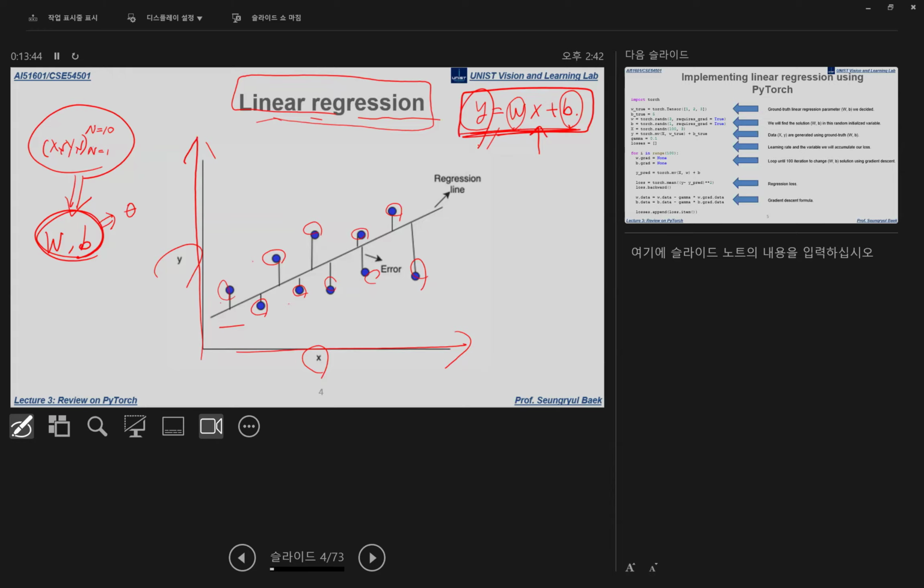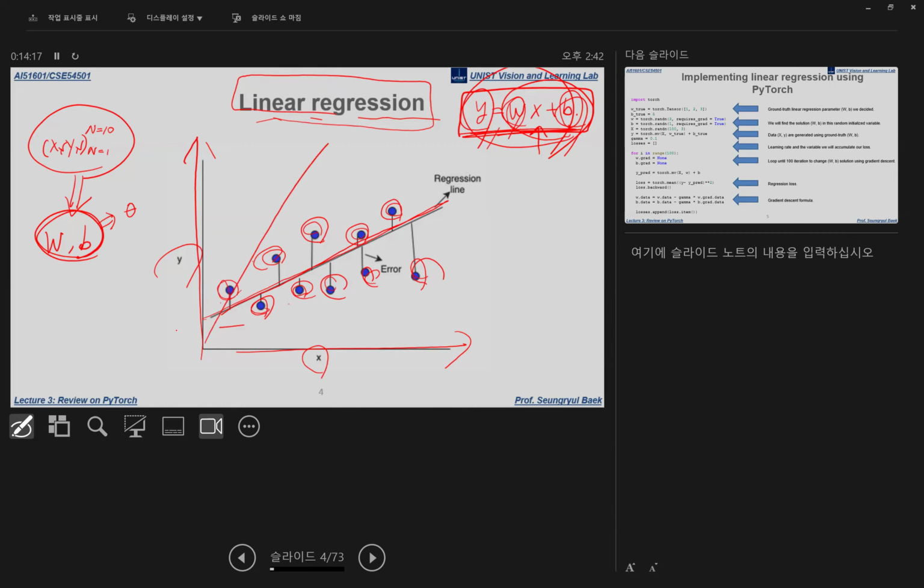This Wx plus b is modeling the linear line, the straight line like this. Given these 10 data points, we have to somehow get the W and B which best explain these 10 data points. Are you guys understanding that?